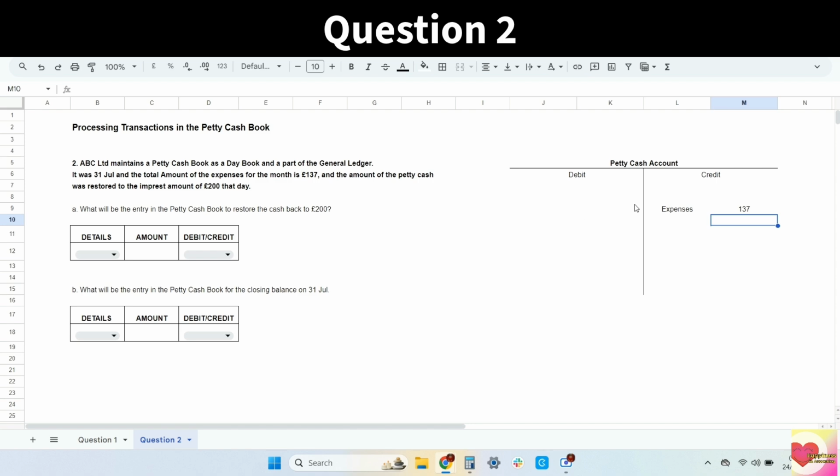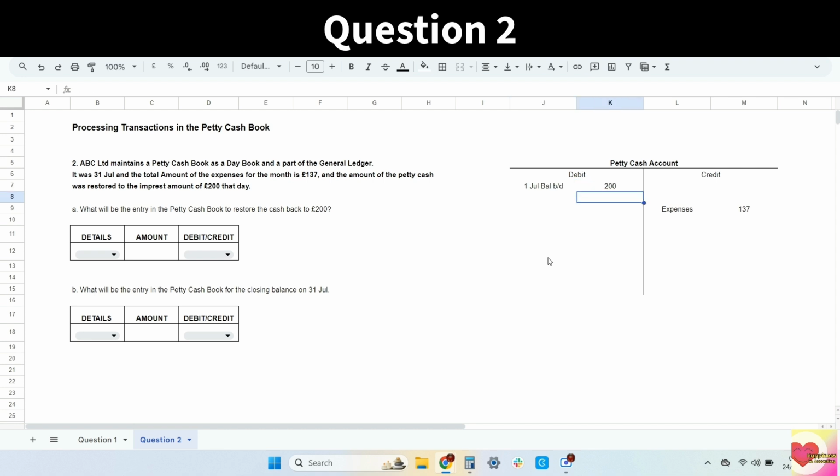We don't have the amount of the opening balance, but if we analyze, it says here that the petty cash was restored to the imprest amount of 200. So it means the opening balance is 200. So let's enter 1st of July, balance brought down 200.